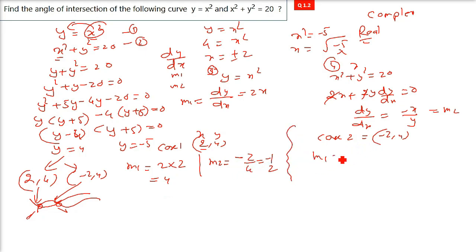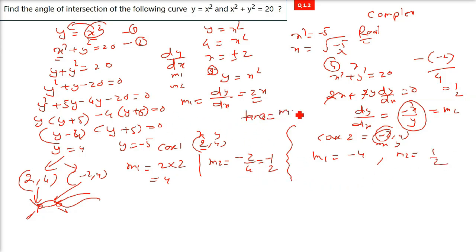The second case, m1 will be what? 2 into 2. No, 2 into negative 2, because we are taking negative 2 and 4 here. So it will be 2 into negative 2, that is negative 4. And then m2 will be negative x by y. So you have to take negative 2 and 4 in this case. So negative will become positive. Let us write it here. It will be half. Okay. So m1 and m2 is now known to us.